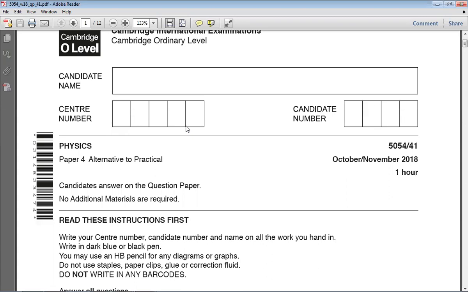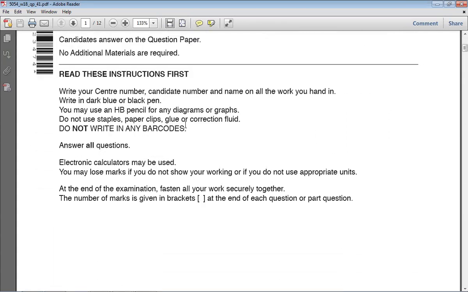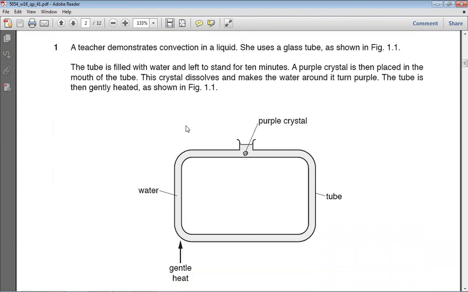October-November 2018 4-1 paper. 1 hour is allowed. We call it paper 4. The first question is showing up on your screen. A teacher demonstrates convection in a liquid. She uses a glass tube as shown in figure 1.1. The tube is filled with water and left to stand for 10 minutes. A purple crystal is then placed in the mouth of the tube. This crystal dissolves and makes the water around it turn purple. The tube is then gently heated as shown in figure 1.1.